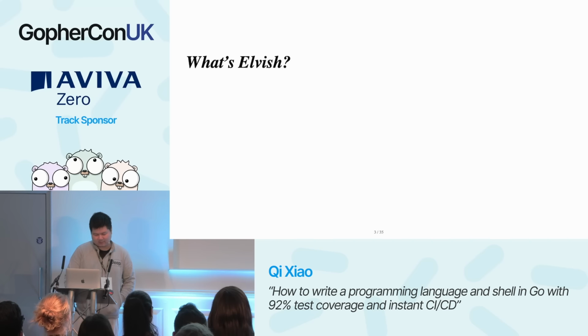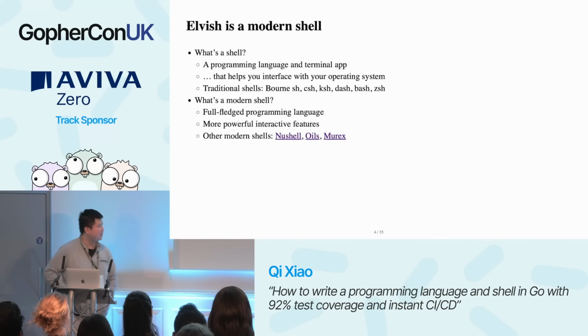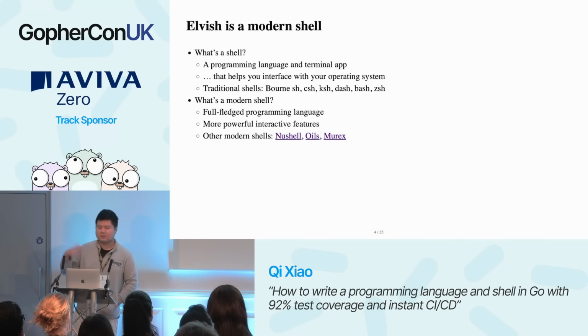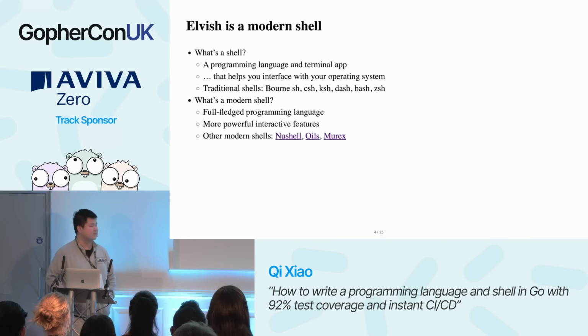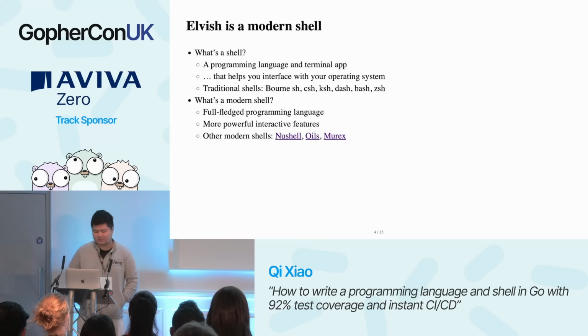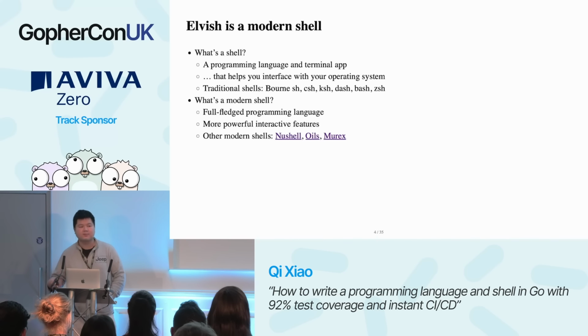All right, so what is Elvish? The one sentence way of saying it is Elvish is a modern shell, and that reduces the problem to what is a shell. I hope most people have used a shell. If you haven't, a shell is a programming language, but it's also a terminal app. The way it's different from other programming languages and terminal apps is that it helps you interface with your operating system. It's usually the first program you start in your terminal.